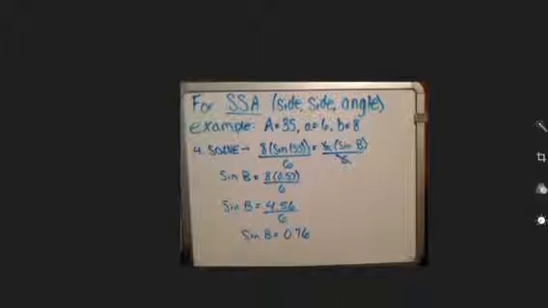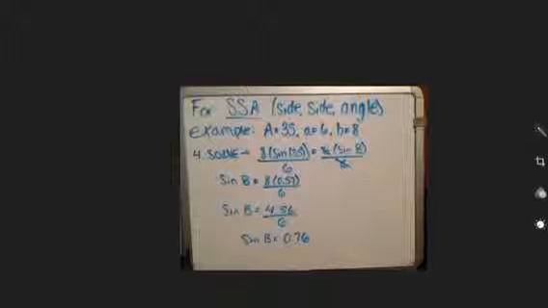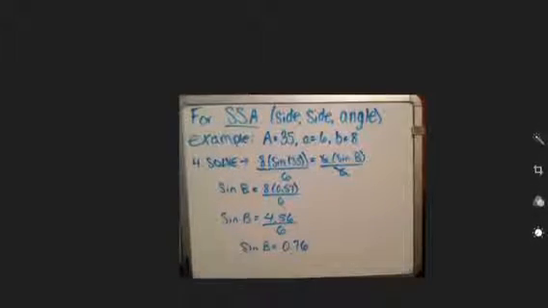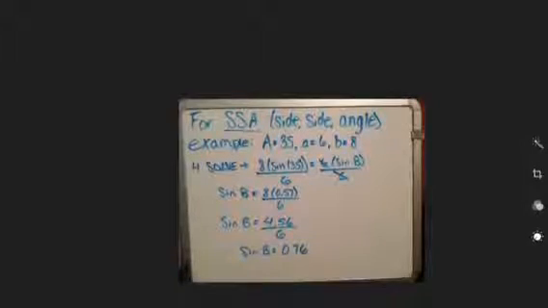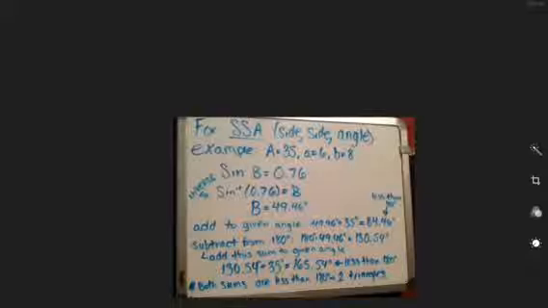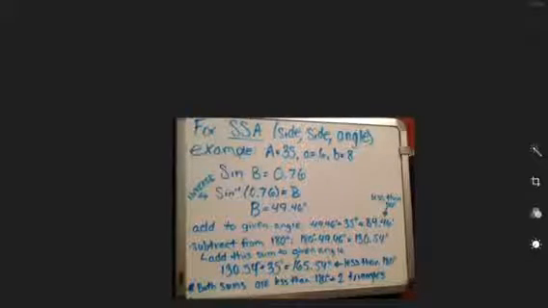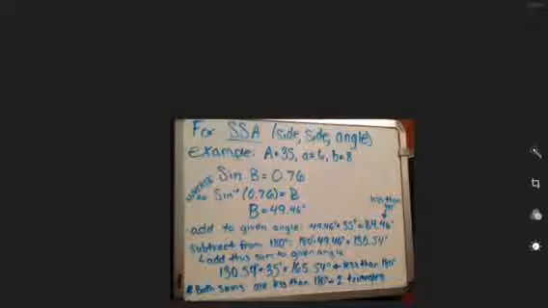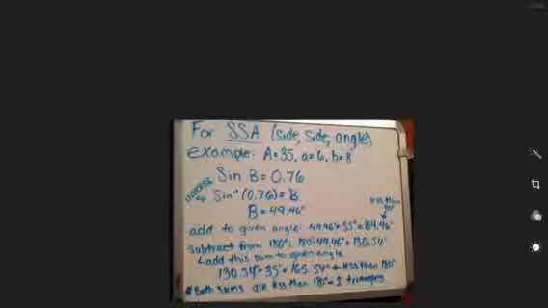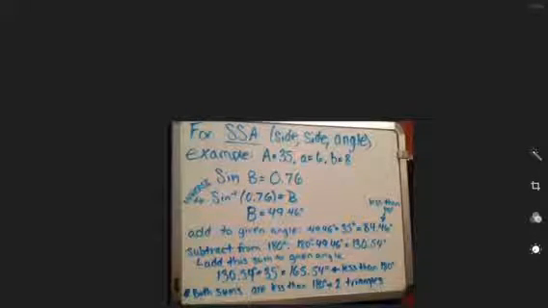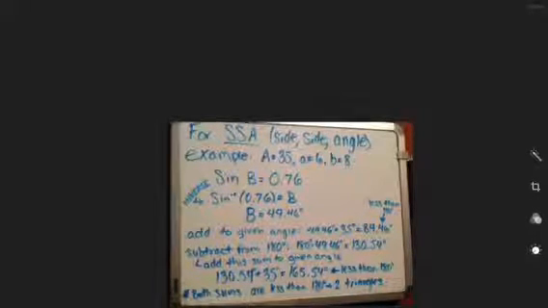The sine of 35 is 0.57. Then you multiply 0.57 times 8 and divide it by 6. The sine of B equals 0.76. The next step is to find the inverse of 0.76. On the calculator, you will find the inverse of this number, which equals 49.46 degrees. You add this number to the given angle, which was 35 degrees.